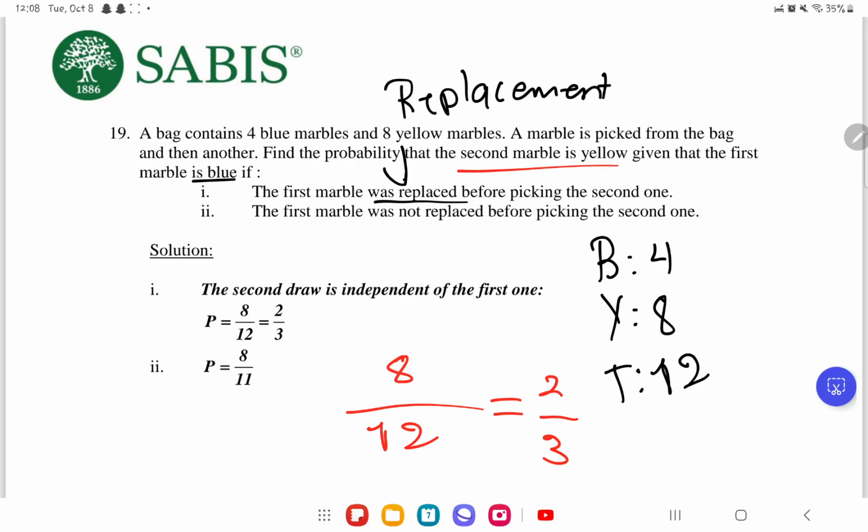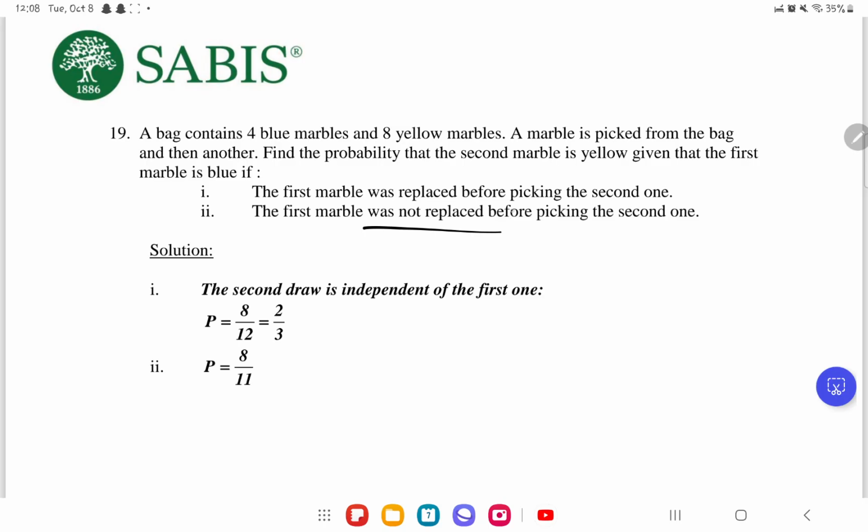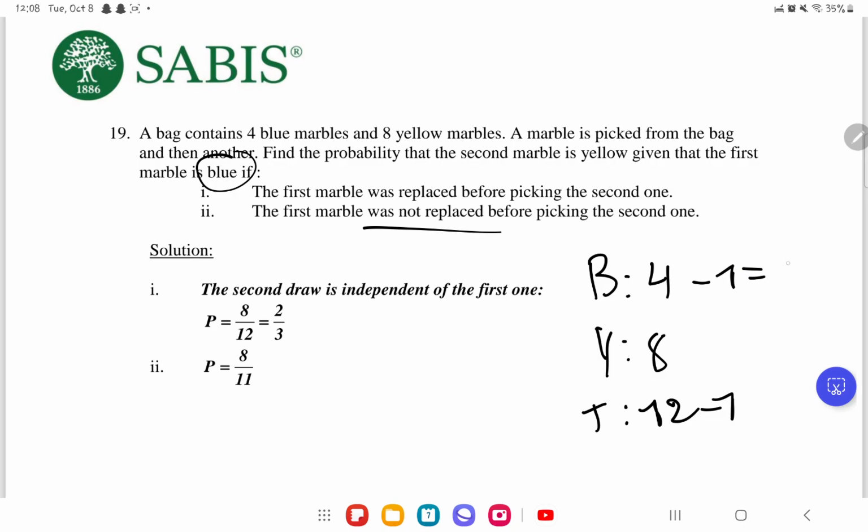Now finally, the last thing, if the marble was not replaced, meaning that you took it. So our blue was 4, our yellow was 8, and our total was 12. You took one blue marble, so now minus 1 here and minus 1 from the total. Here we have 3 and here we will have 11. So now the probability of getting yellow the second time is 8 out of now 11.